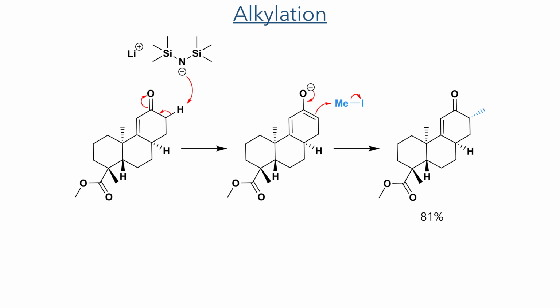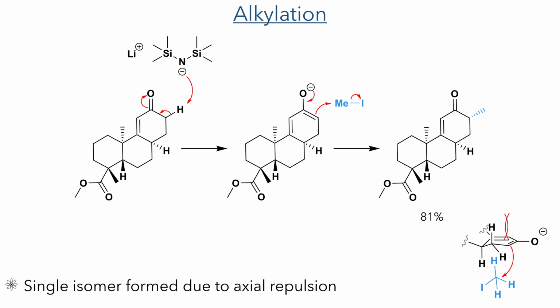An enolate was first formed using lithium HMDS, and this added to methyl iodide to form the product as a single isomer in an 81% yield. This stereochemistry can be rationalized by looking at the conformation of the intermediate, which has a hydrogen in an axial position at the beta position, which causes steric repulsion.